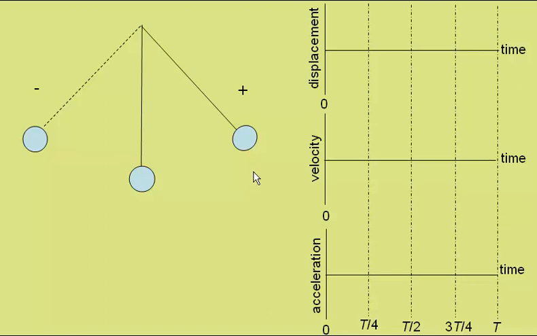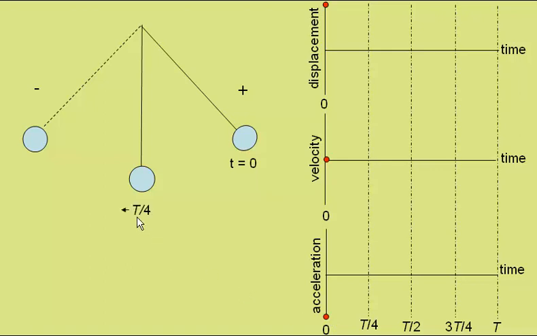I'll start here at t equals 0, and so I have maximum positive displacement, which I can mark here on my graph. At the moment, the velocity will be 0. The pendulum will be accelerating in this direction. This is the negative direction, and it will be a maximum acceleration in the negative direction.